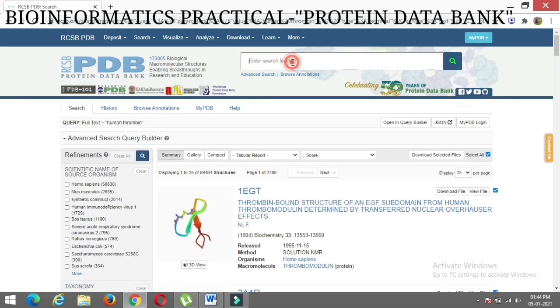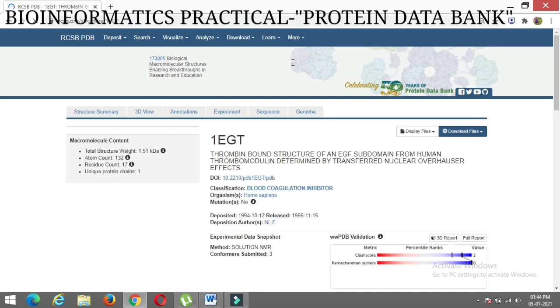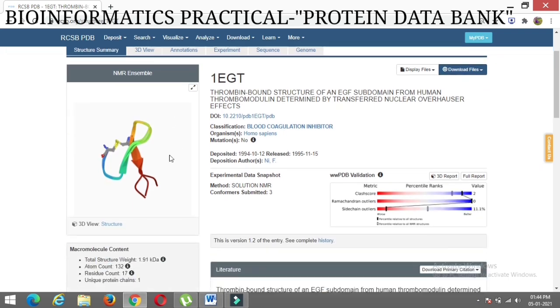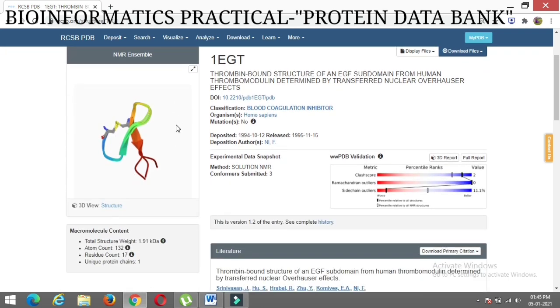Suppose I write here 1EGT. I am just writing its accession number and I will get to access this protein directly. I write this accession number and the protein has opened. It is the human thrombin protein, which was our question: write the structure of human thrombin protein. So we opened the PDB, searched human thrombin protein, and got our protein of interest.